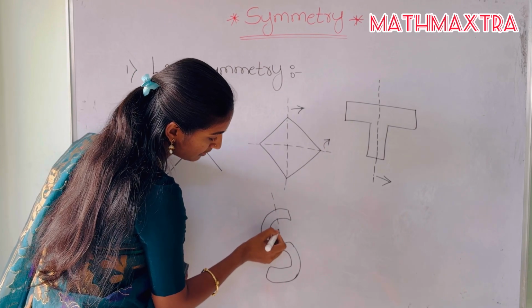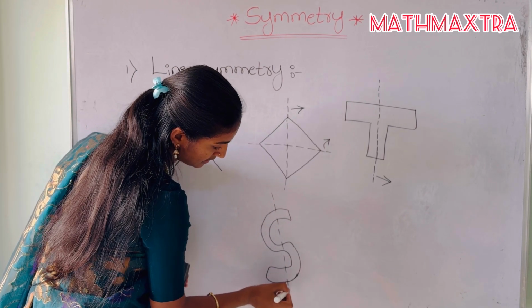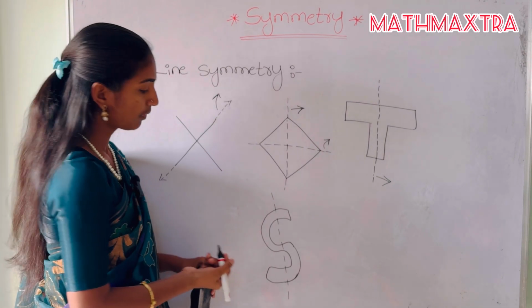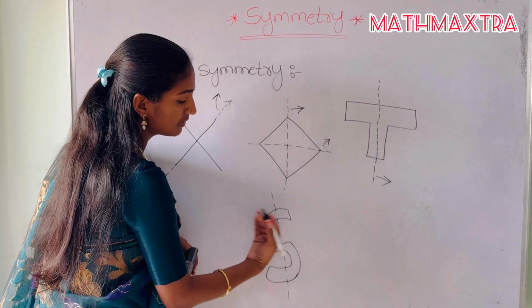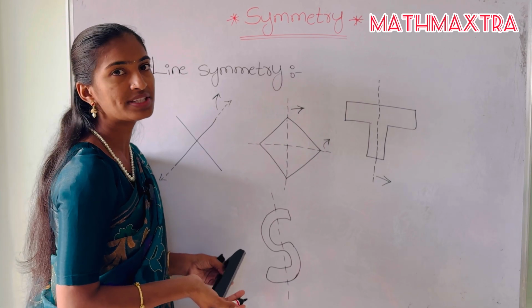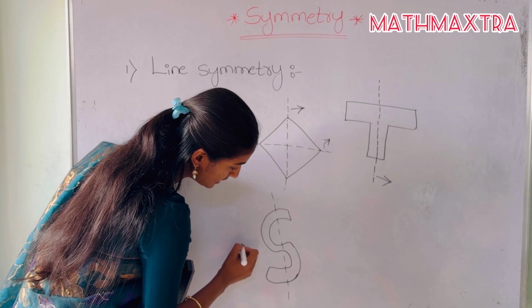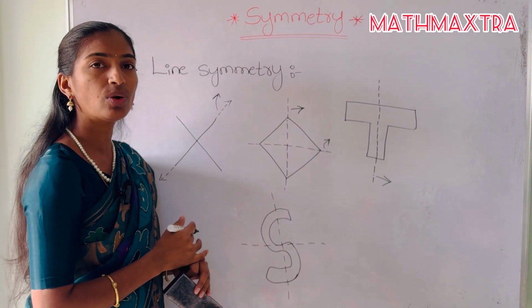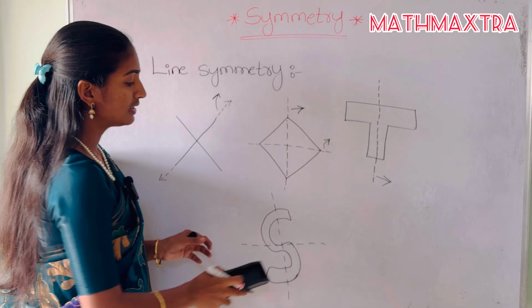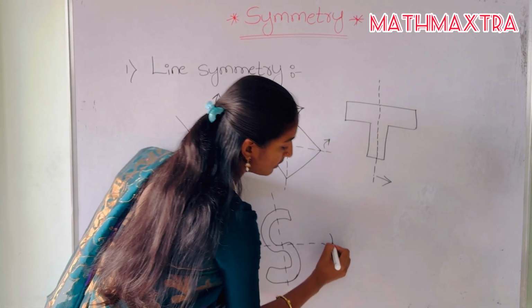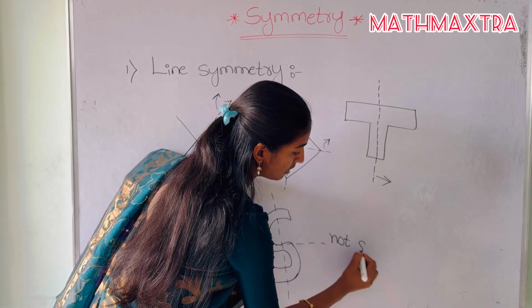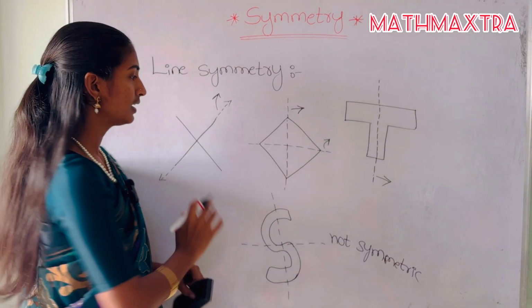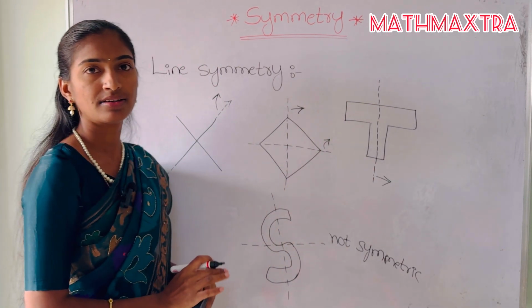Suppose you draw a symmetrical axis like this, will the parts of the figure coincide with each other? No, right? The parts of the figure don't coincide with each other. If you draw a symmetrical axis like this, then also they don't coincide. That is why this figure is not symmetric. It doesn't have any line symmetry. These other figures are all symmetric.